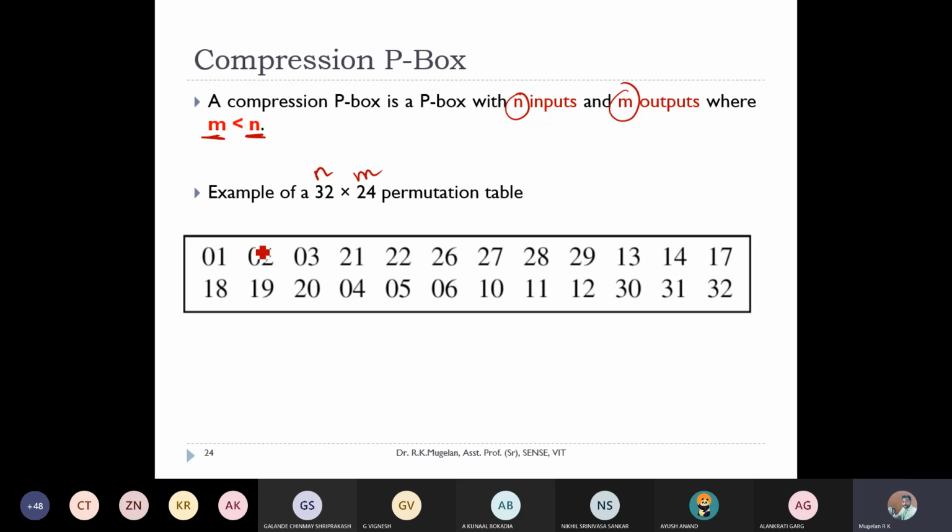For example, in this case, we have 1, 2, 3, 4, 5, 6, and 7 is dropped here. 7 is not present here. 8 is not present here. I think so, 8 is not there, right? 8, 9, 10 is there, 11 is there, 12 is there. So like this, they will be dropping certain input values. That is a compression p-box.